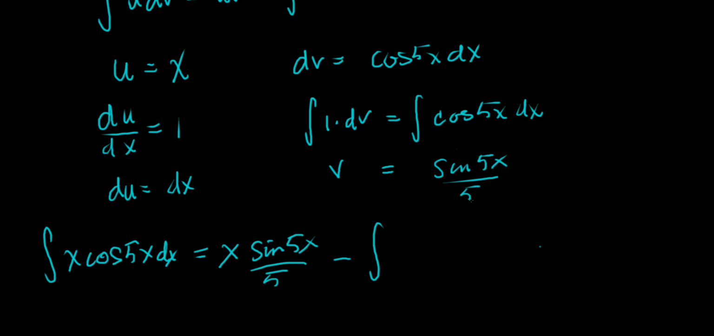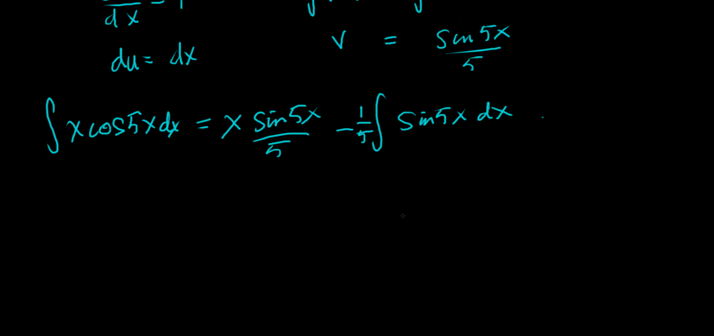Over 5, that's like the same thing as saying multiplied by 1/5, and 1/5 is a constant. Let's bring that outside of our integral. And we have minus 1/5 times the integral of sine of 5x dx. X times sine of 5x over 5, well, that's not going to change. We're not integrating that any further. So I'll just go ahead and write this real quick as 1/5 times x sine of 5x, minus 1/5 times this integral here, which we know how to solve.